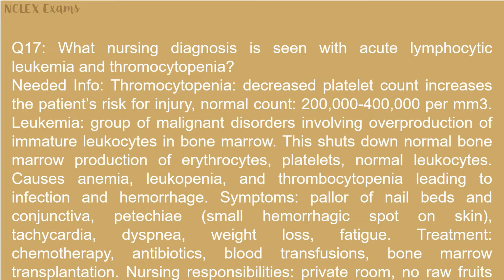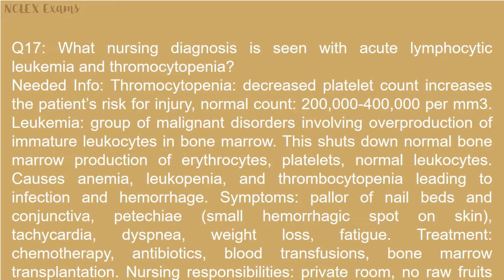This shuts down normal bone marrow production of erythrocytes, platelets, and normal leukocytes. Causes anemia, leukopenia, and thrombocytopenia leading to infection and hemorrhage. Symptoms: pallor of nail beds and conjunctiva, petechiae, small hemorrhagic spots on skin, tachycardia, dyspnea, weight loss, fatigue. Treatment: chemotherapy, antibiotics, blood transfusions, bone marrow transplantation. Nursing responsibilities: private room, no raw fruits or eggs, small frequent meals, O2, good skin care.